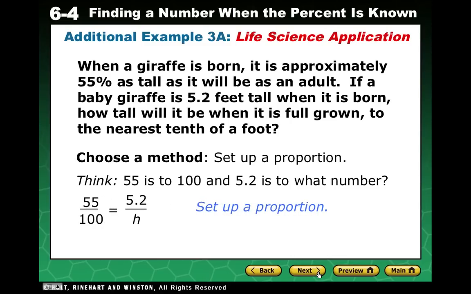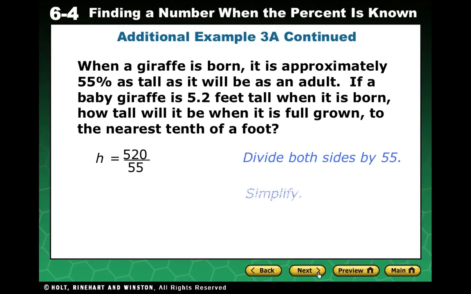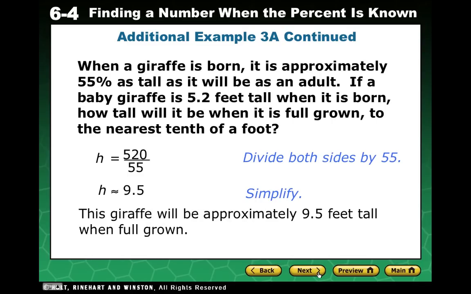We'll cross multiply. 55 times n, 100 times 5.2. Divide both sides by 55. And we have about 9.5. So this giraffe will be approximately 9.5 feet tall when it's full grown.